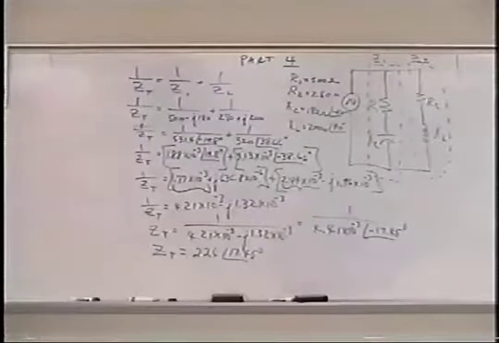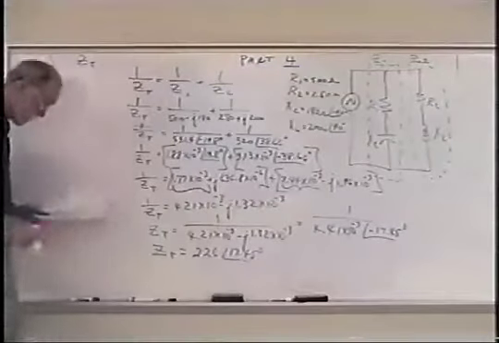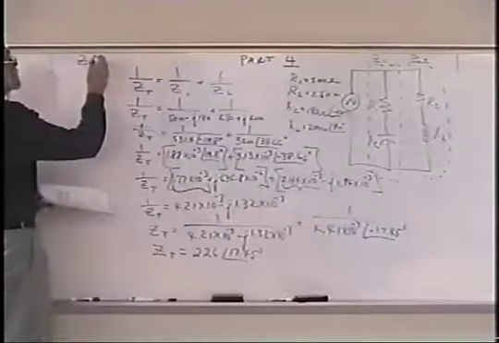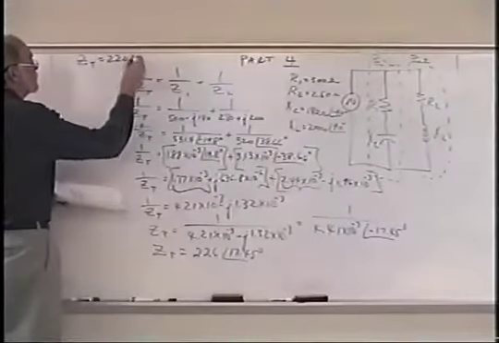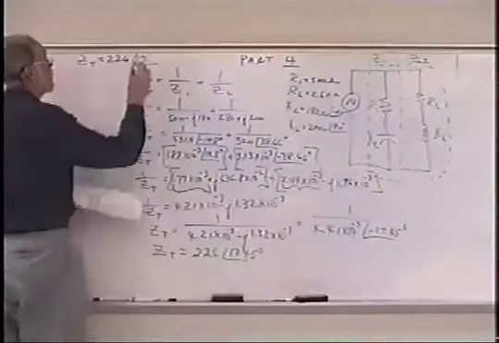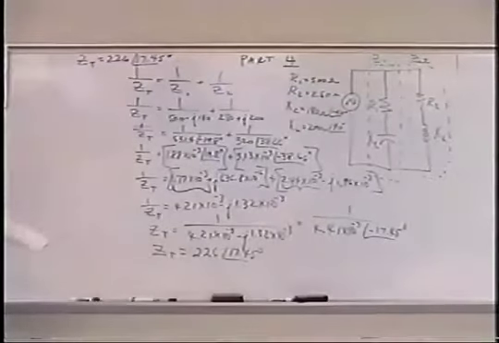So now I'm going to come back up here and write that expression out here. Z total in polar form is 226 at an angle of 17.45 degrees. That way I can use the rest of the board to finish out the other calculations.